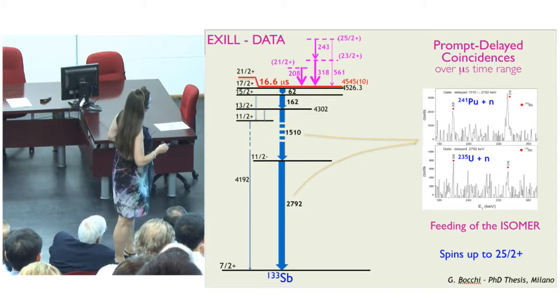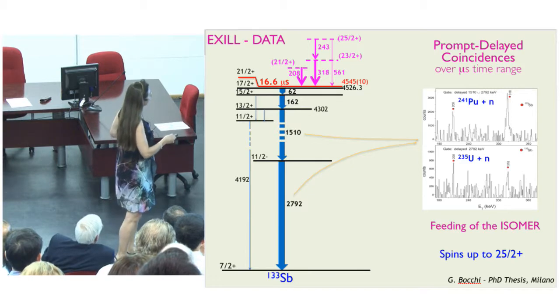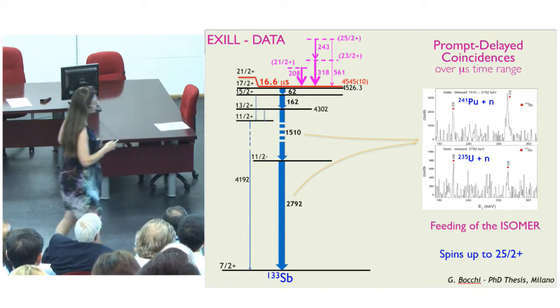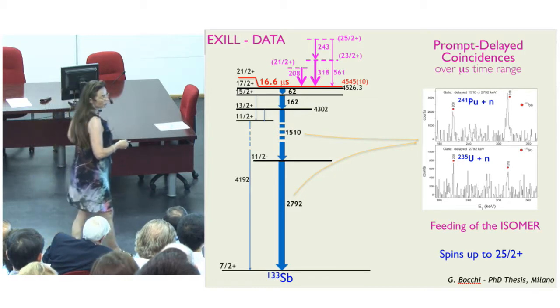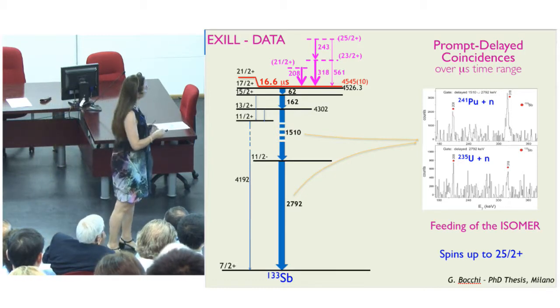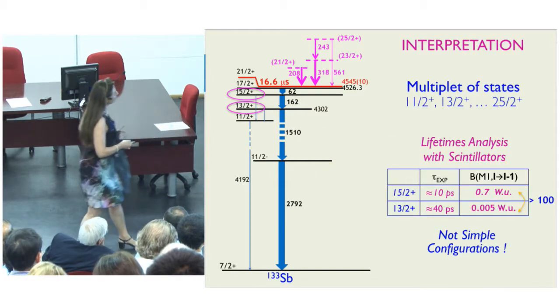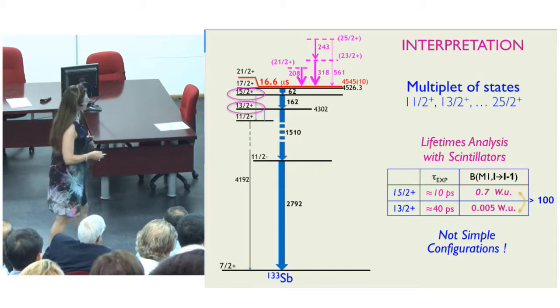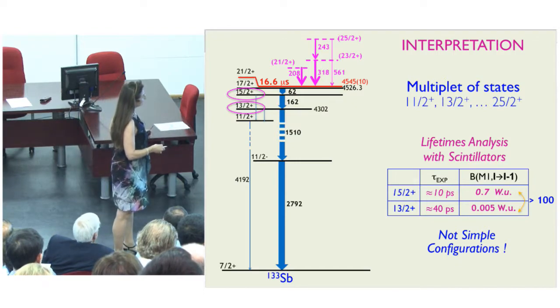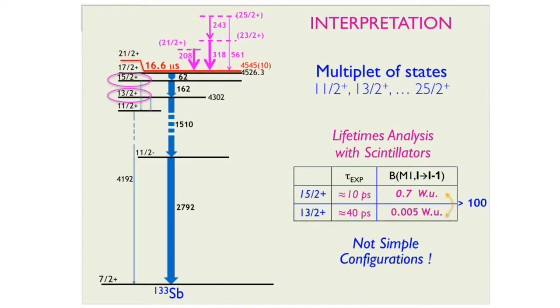Apparently this looks like a multiplet of positive parity states from below to above the isomer. And now we made a lifetime measurement in this second campaign with these fast scintillators. We focused on these two states. And we found that from the lifetime, the BM1 transition probability associated with the decay from these states is very, very different. There are almost two orders of magnitude, even more, difference in BM1 strengths, which means that these states are not simple at all. They cannot come from a simple configuration. They must be very complex, and we need to interpret them.